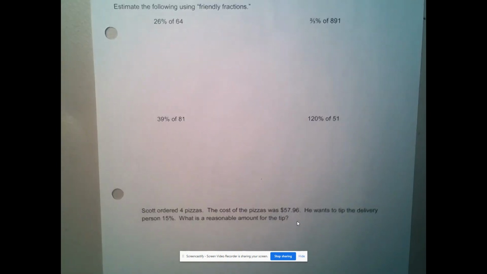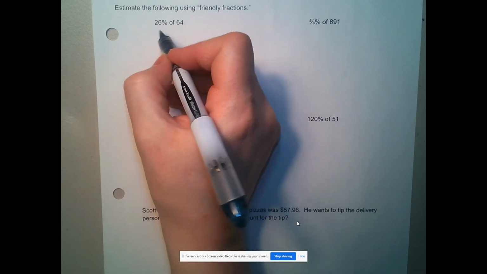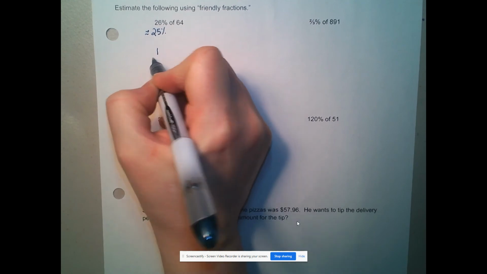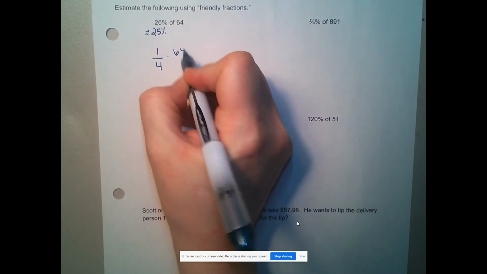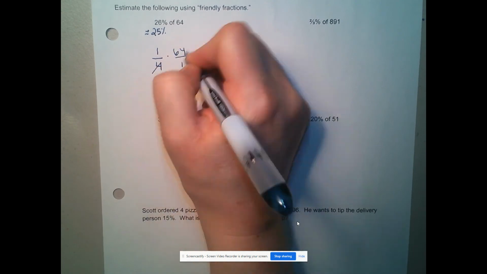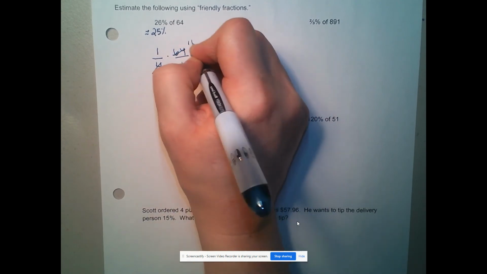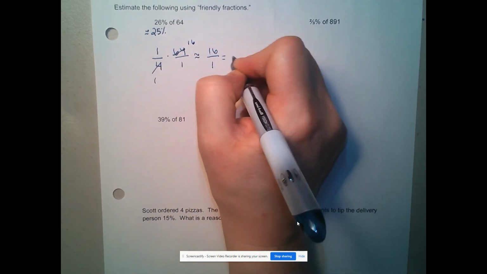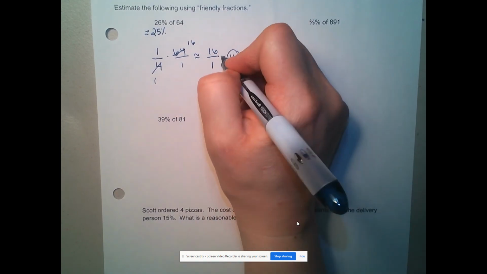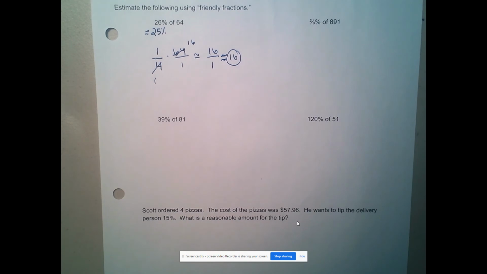So in this case, 26% was not on our list, but what was a fraction that was pretty close to 26%? Very close to 26 was 25%. So I'm going to use 1/4 times 64 to get a good estimate. 4 divided by 4 is 1. 64 divided by 4 is 16. So I would get 16 over 1, or just 16 as an estimate. And so I really should keep my little squiggles there.